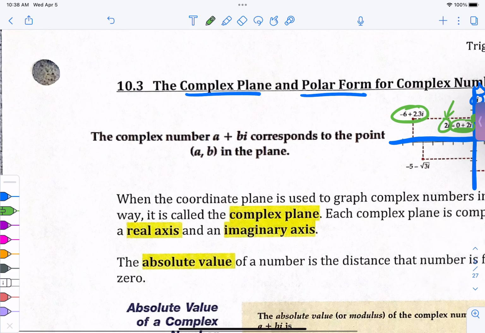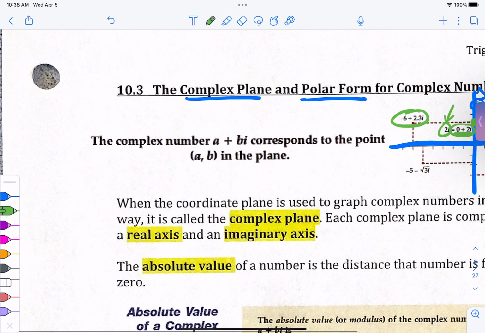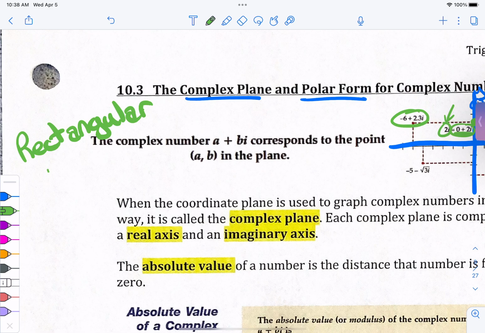Okay, now, one thing I want you to write off to the side. This is called rectangular form. Rectangular form is what it's called.